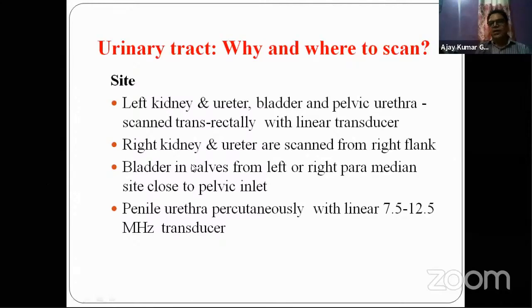Whereas the right kidney and right ureter can be scanned from the right paralumbar fossa, or from the spaces between the transverse processes of the lumbar vertebrae. In case of calves, the urinary bladder can be scanned through the left or right paramedian site close to the pelvic inlet. And in case of the penile urethra, percutaneous ultrasonography can be performed, but you will require a transducer with very high frequency, maybe 7.5, 10, or 12.5, because it is a very superficial structure.